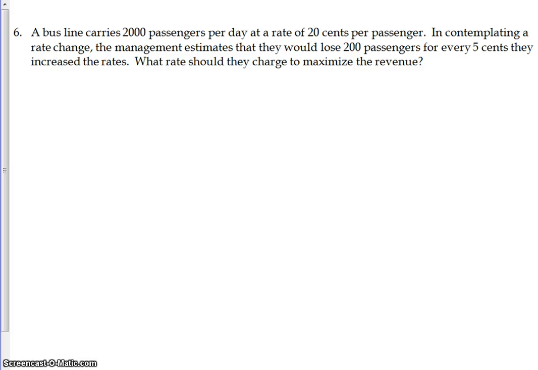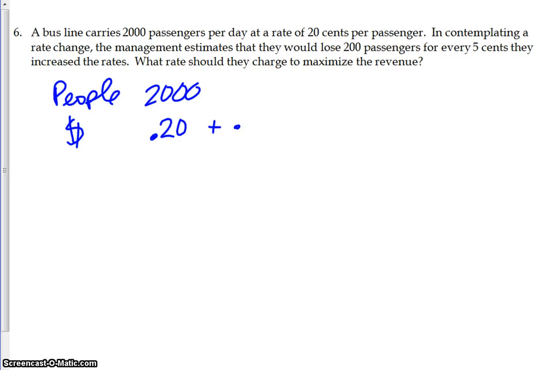Now here we have a bus passenger, and it has 200 people, so we're going to have one with people, all right, and another one with money. So we're going to have two expressions, people and money. The people, say we have 2,000 people, all right, and then we get 20 cents per passenger. They're thinking about a change, and every time that they increase it by 5 cents, so we're going to call this a 5 cents increase, they lose 200 passengers, but this is 200 every time they change. So they're probably going to change it more than 5 cents.